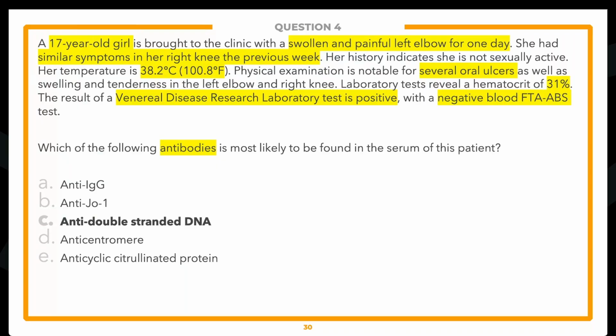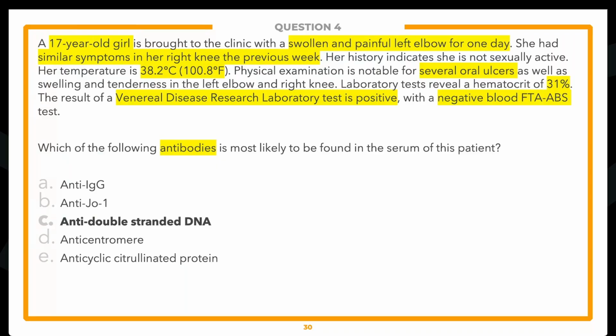We said anti-double-stranded DNA, that's classic for lupus. That's something that we can see in lupus, and that would explain. The one that's a little more specific for lupus is going to be anti-Smith antibodies that somebody also mentioned in the note in the question box, which is great. What about the other options here? Well, we have anti-IgG. That's something that is typically seen in rheumatoid arthritis. So it's anti-IgG antibodies.